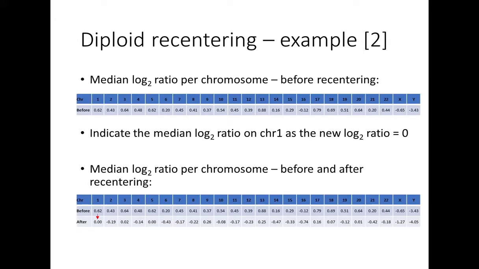To manually recenter this sample, we may provide an offset that tells the algorithm how much the profile should be pushed up or down so that the normal diploid regions reside at log2 ratio of 0. In this case, we indicate that chromosome 1 is in the normal diploid state. We use the median log2 ratio of chromosome 1, which originally was 0.62, as the new log2 ratio 0. And in the bottom panel, you can see how the log2 ratio of each chromosome has been corrected after diploid centering using chromosome 1 as the new diploid reference.